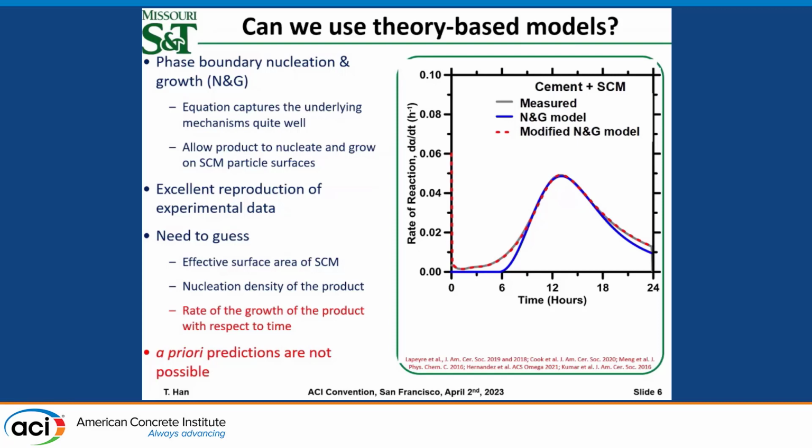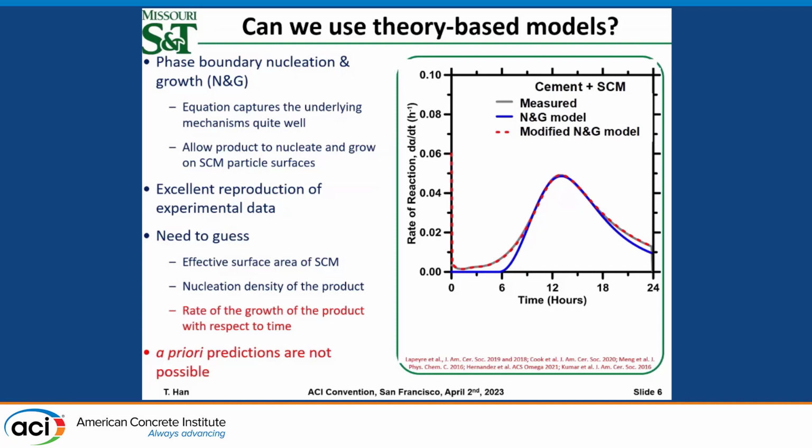The second parameter is nucleation density. That means how many nuclei can grow per unit area. Some studies have measured that value. We don't know the exact value, but they give a range, so in that range we can guess a number.